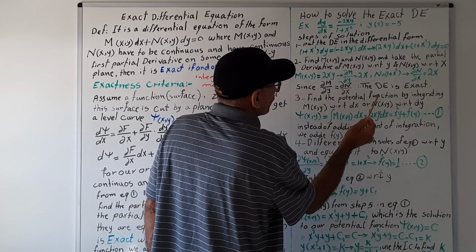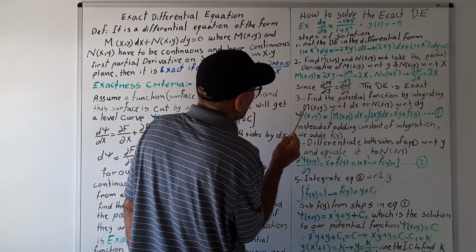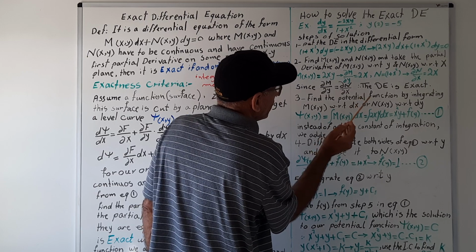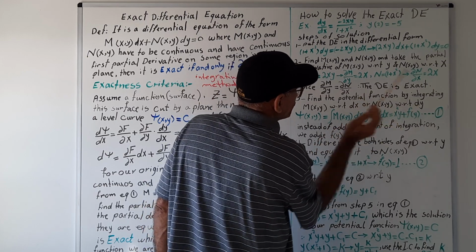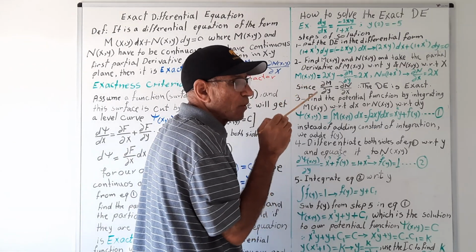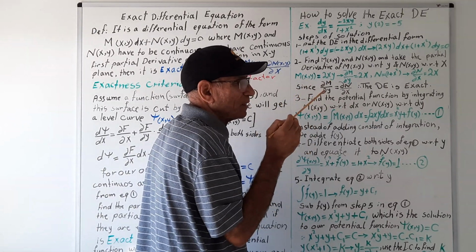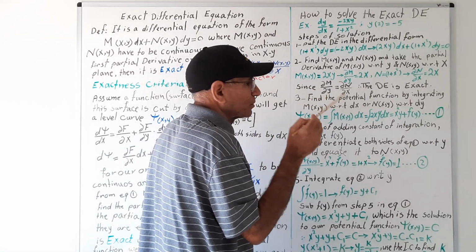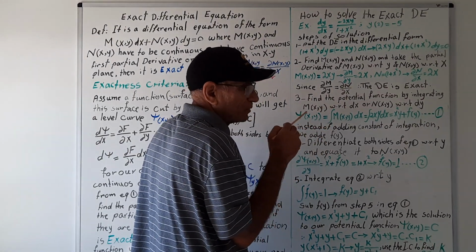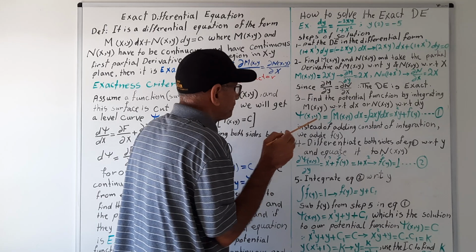Find the potential function by integrating M with respect to x or N with respect to y, either one. But we go with the easier one, which is easy to integrate and solve. We go with that function. But both of them are correct.